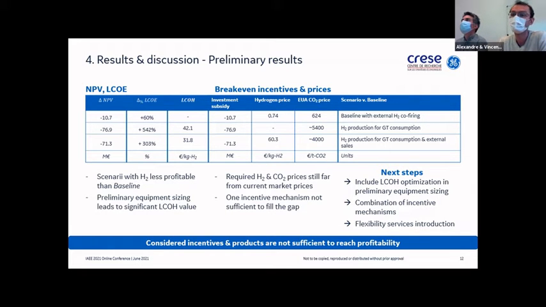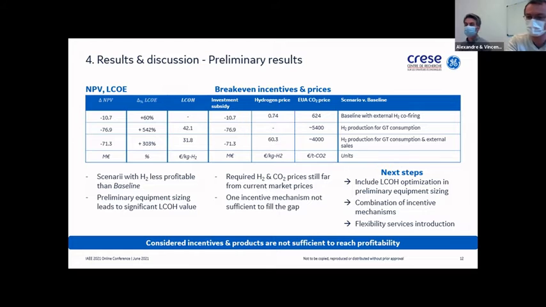And so in a second step, what we'd like to do is take this into consideration and run the model with this. And the second thing we can see from the second part of the table regarding the incentives is that it's going to be hard with only one incentive to reach profitability in those cases, because the values we got for investment, for hydrogen price, and for CO2 price are still far from the market values currently in the market. Yeah, that's pretty much it.